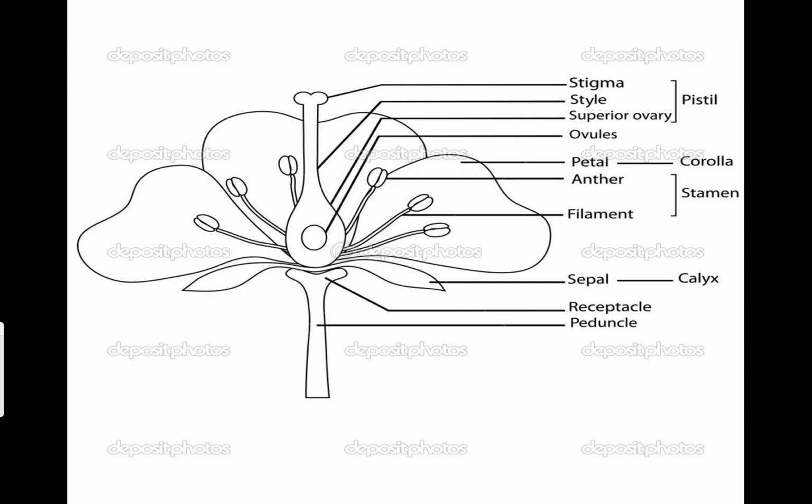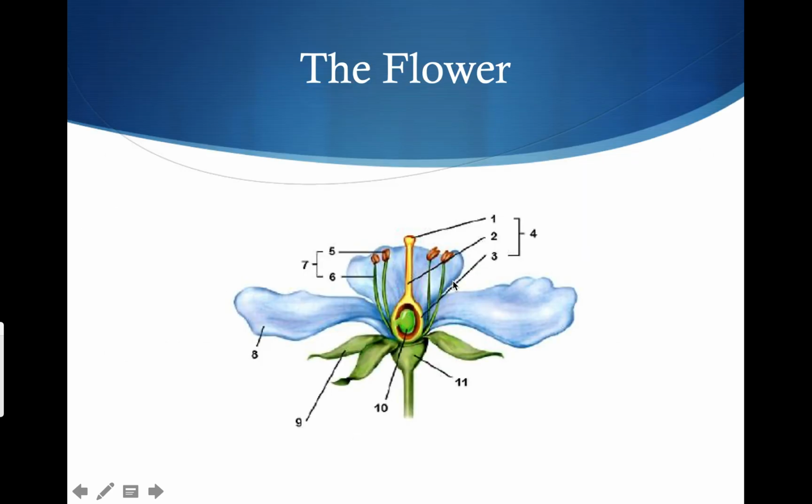Here's a picture of a flower. You have the pistil, or the female reproductive parts, and the male reproductive parts, the stamen, which is anther and filament. And then here at the bottom you have the support for the flower. Here's a picture of the flower. You should be able to diagram each of these.